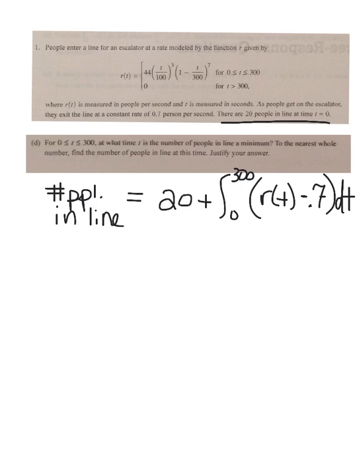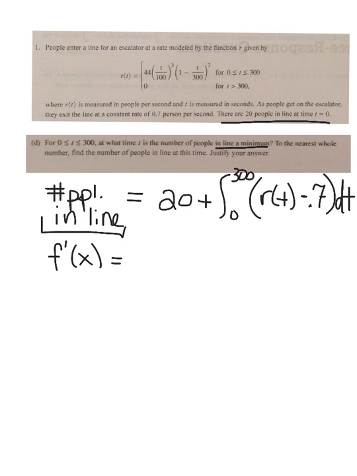Okay, so if I want to find the minimum, if I want to find out when the number of people in line is a minimum, I would have to take the derivative, right? So I'm just going to call this like f of x. So then that would really just be f prime, wouldn't it? So f prime of x equals, well, we know that the derivative of 20 is 0. And if I take the derivative of all of this, won't this integral cancel out?